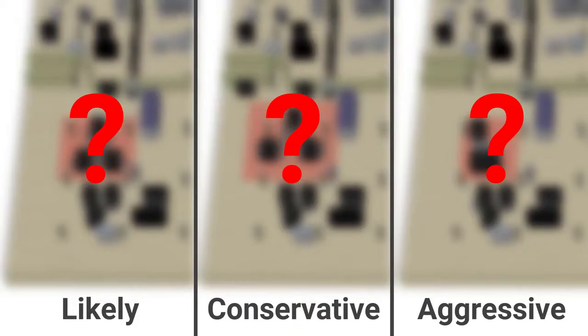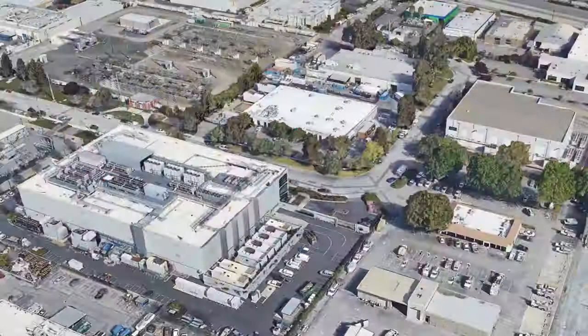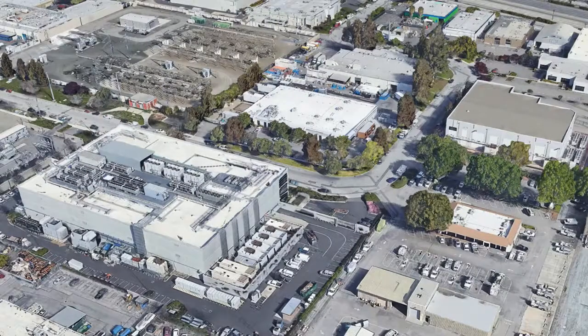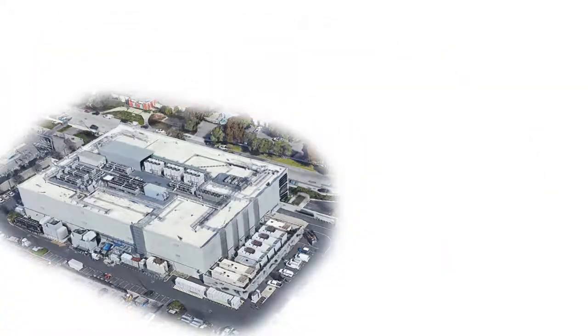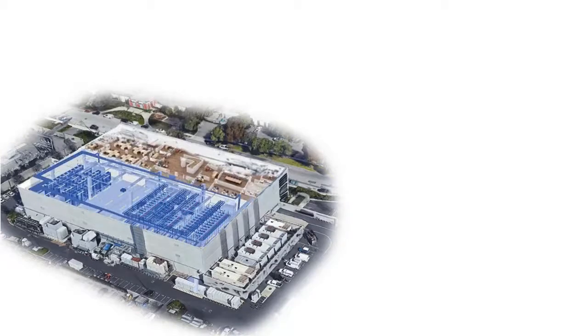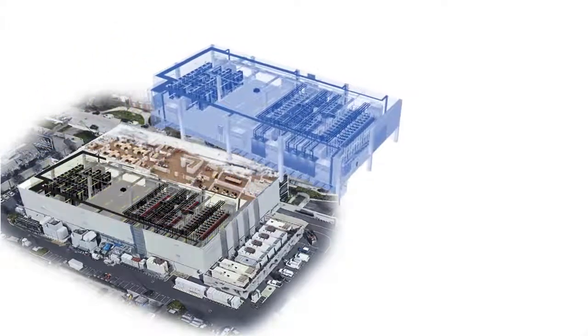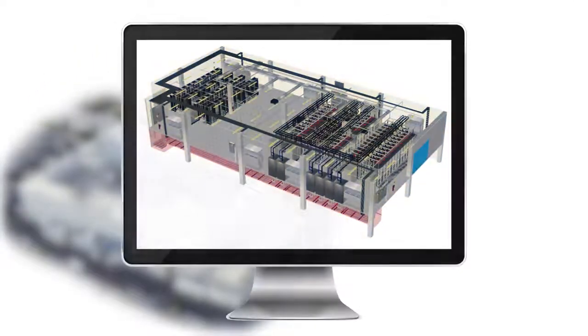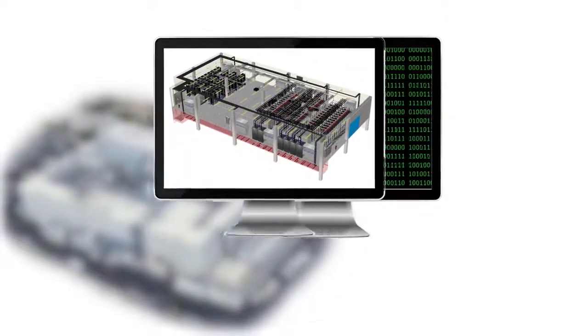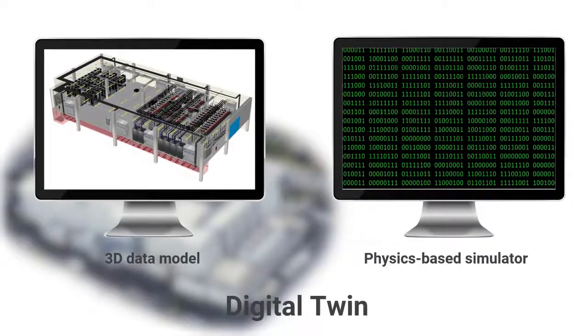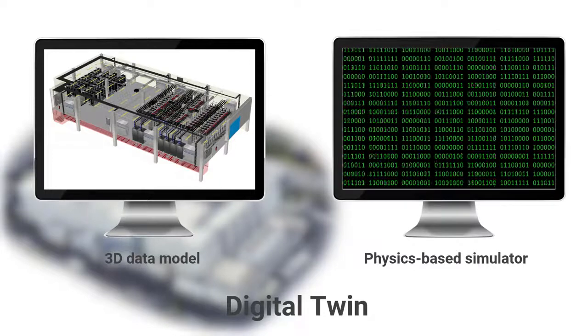Today, the data center operation runs under a cloud of uncertainty that leads to service delivery delays, environmental risk, and inefficient use of data center resources. This is where the concept of a digital twin comes in. Digital twin is a virtual replica of the physical data center. It's made up of 2 parts, a 3D data model that reflects the data center's physical configuration and a physics-based simulation capability.